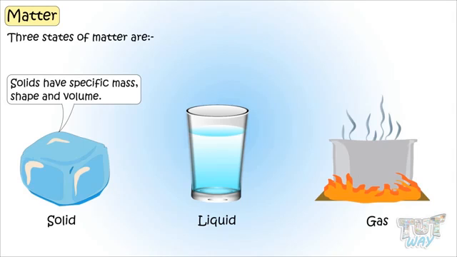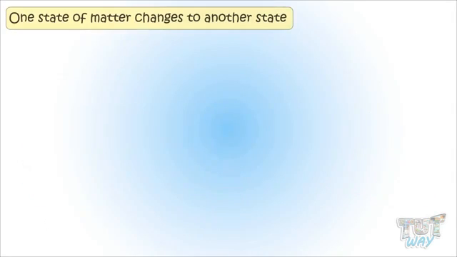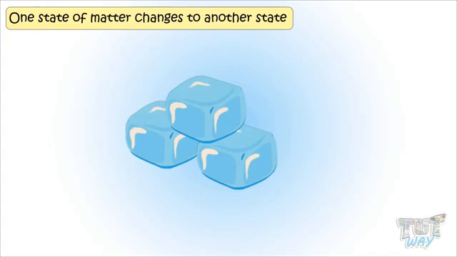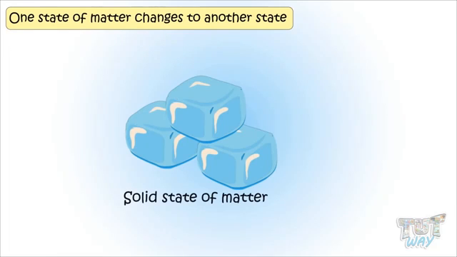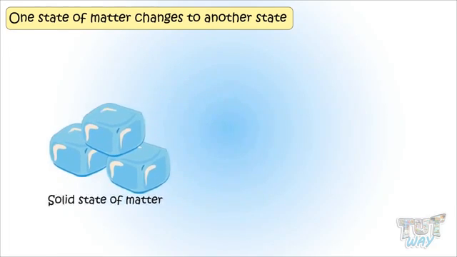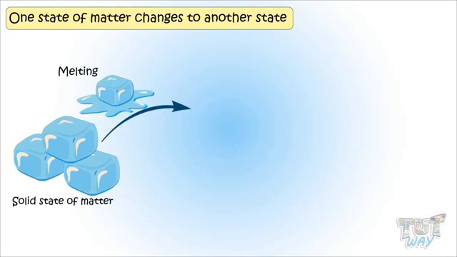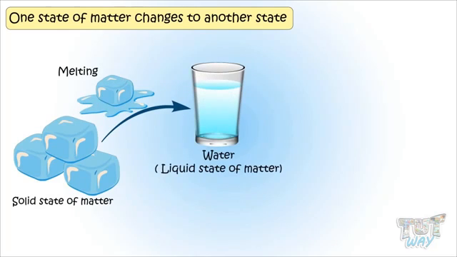Now let's see how one phase of matter changes to another state. Here we have some ice. Ice is in which state of matter? It is solid state of matter. But when it's heated, it changes into water, which is liquid state of matter. So melting changes solid state of matter into liquid state of matter.